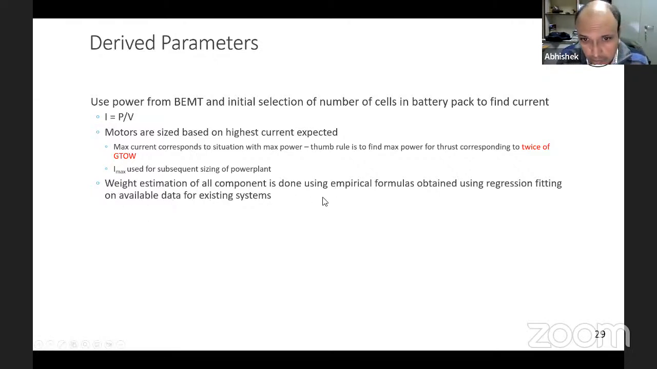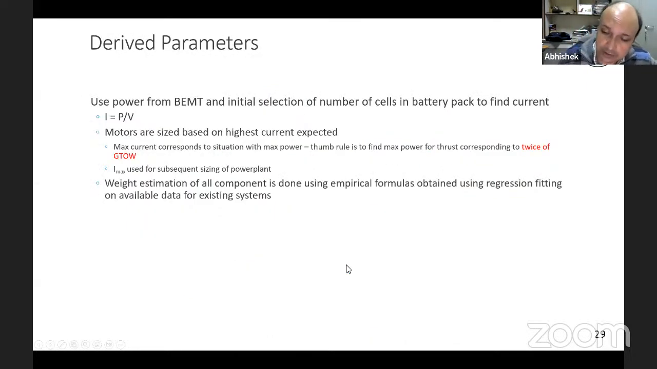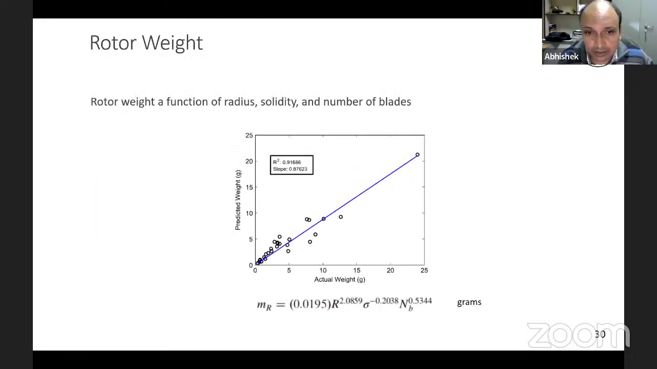Like I mentioned, weight estimation of all components is through empirical formulas, which are typically obtained using some kind of regression fitting on available data for existing systems. In the paper I mentioned by Winslow and Chopra, they collected data for a large number of motors available in the market, a large number of propellers, batteries, ESCs, everything. This is the data they could obtain in terms of actual weight and predicted weight. They created this regression formula from it, and they show how accurate the regression formula prediction is compared to the actual data.